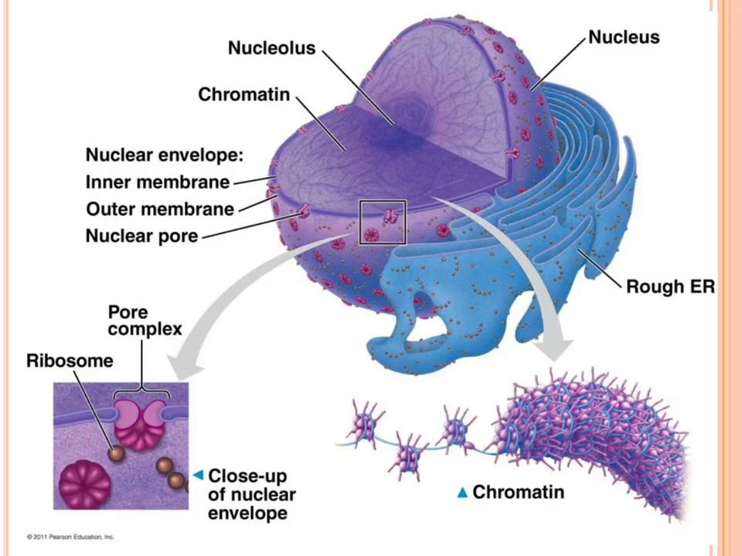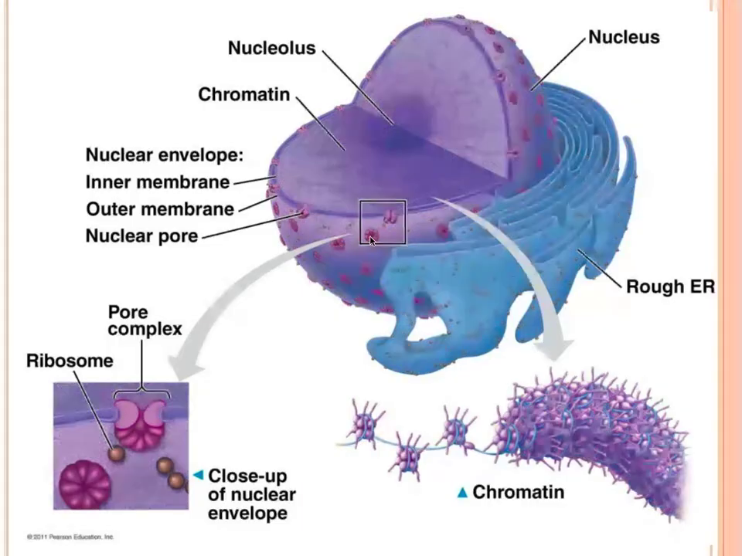And it does have pores, so the nucleus can get things in and out that are too big to go through the membrane. And so the structure of that membrane is such that it is going to control what enters and exits the nucleus, just like the cell membrane does for the whole cell. And so those pores are really important.